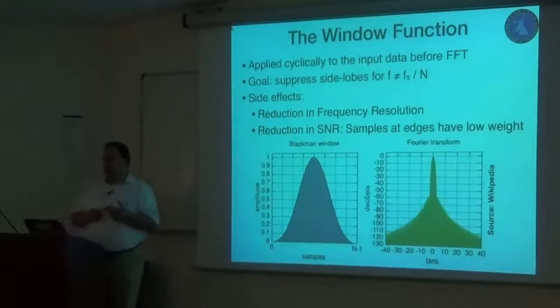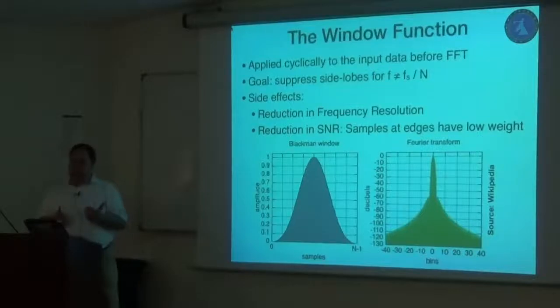FFT window functions. I'm almost sure that everyone here already is familiar with it. The idea is that if you don't have an FFT window function, your FFT works perfectly if your unknown signal is an integer fraction of your sample rate. If it's not, horrible things happen. You get all these side lobes all over your spectrum, and you can't really tell your real signal apart from the side lobes of another signal.